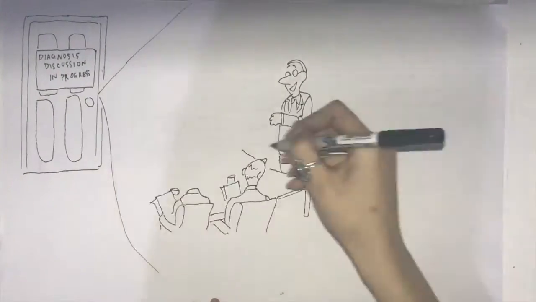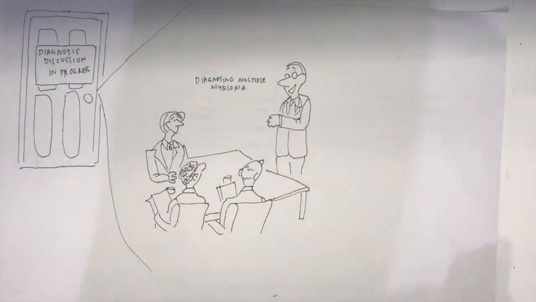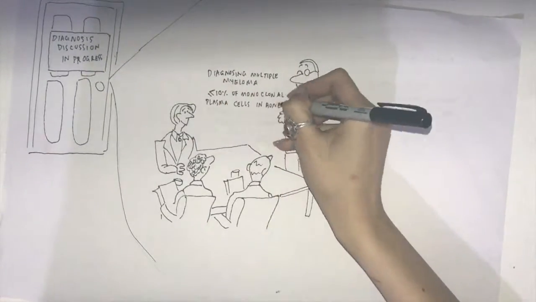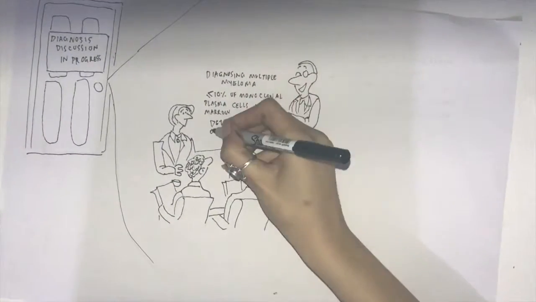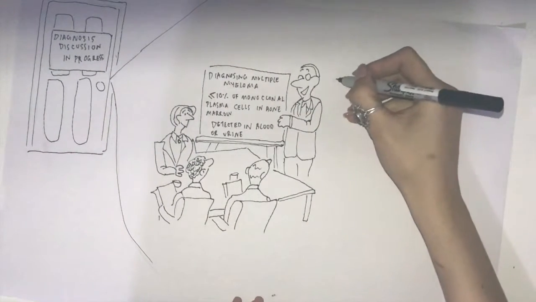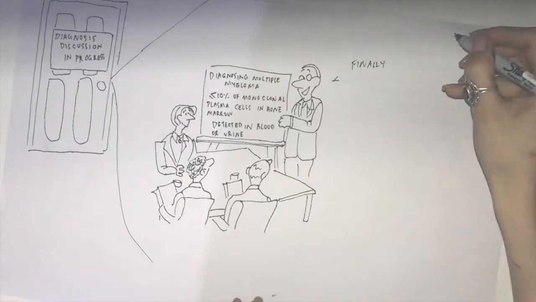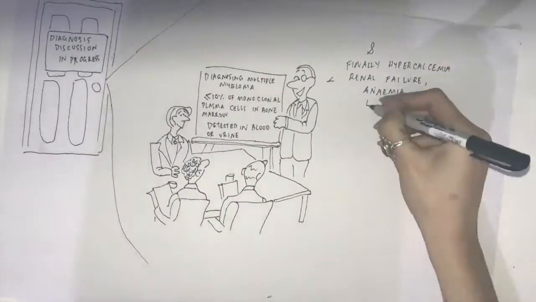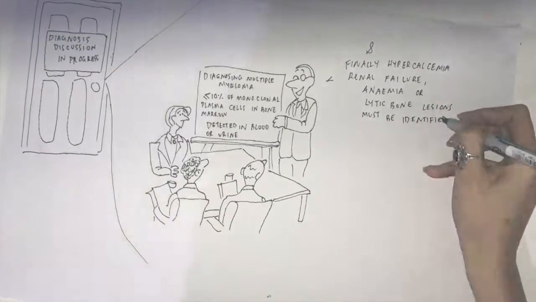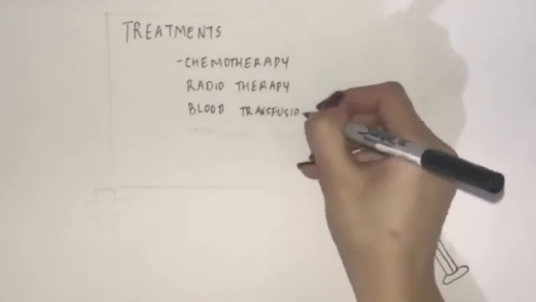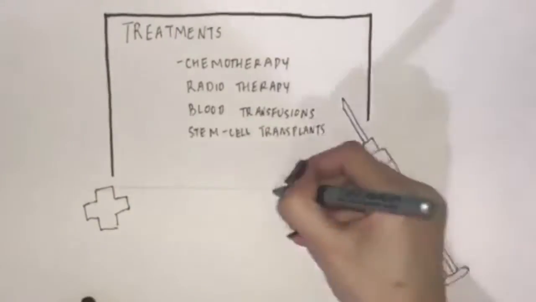For the diagnosis of the disease, firstly, there must be greater than or equal to 10% of monoclonal plasma cells found within the bone marrow. Secondly, monoclonal antibodies must be detected within the blood or the urine. Along with these, at least one of the following must be identified within the patient: hypercalcemia, renal failure, anemia, or lytic bone lesions. There are various treatment methods for this disease, including chemotherapy, radiotherapy, blood transfusions, and stem cell transplants.